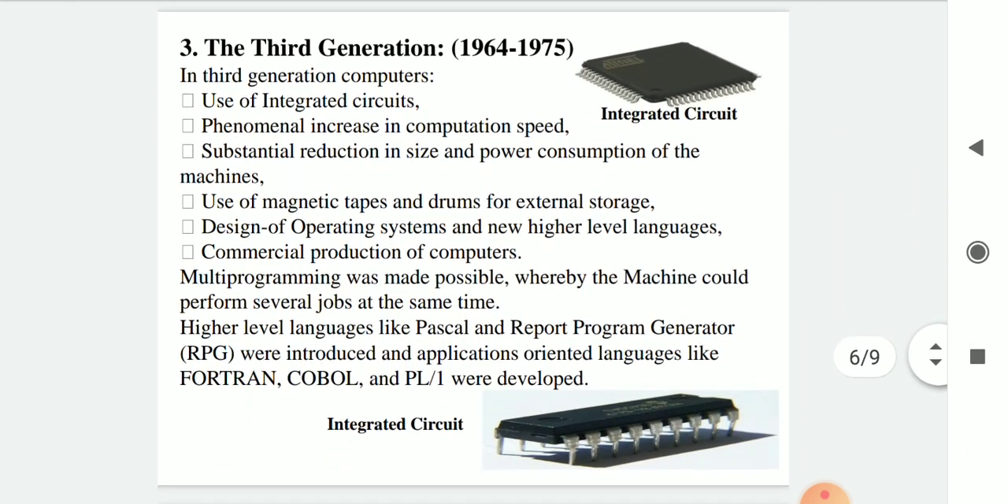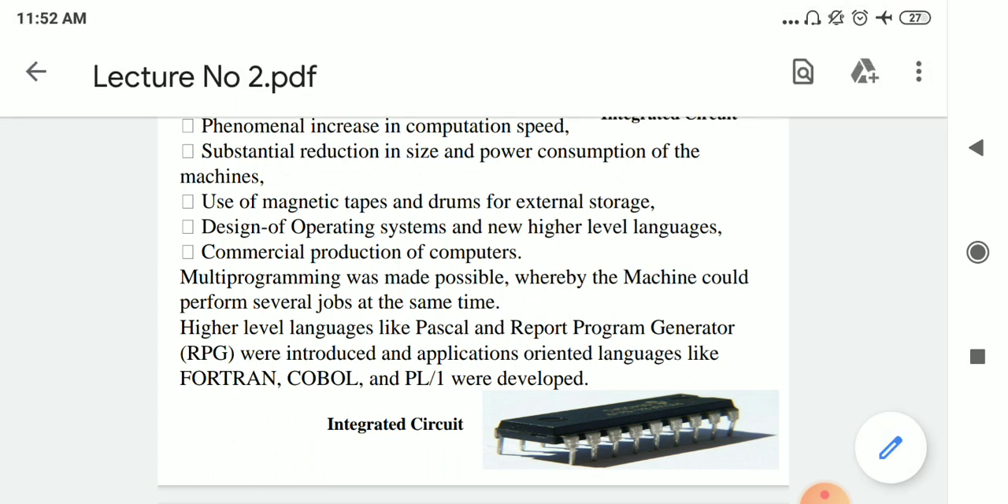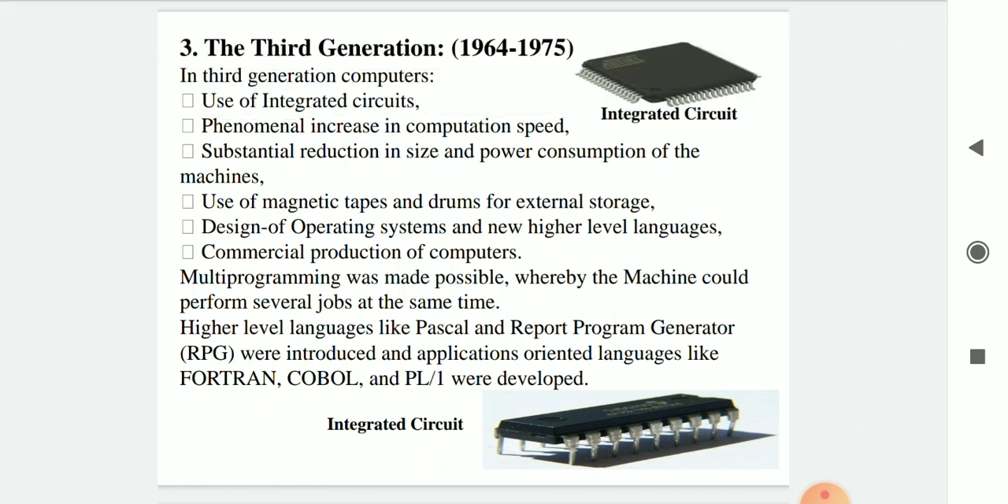Now, when we come to the third generation, it is considered from 1964 to 1975. In this generation, integrated circuits came into the picture. This generation was characterized by the invention of integrated circuits, particularly known as ICs. They are very small chips made from quartz. Later, more components were fitted into a single semiconductor chip, which reduced the size more. The weight and power consumption of computers decreased and the speed increased heavily.